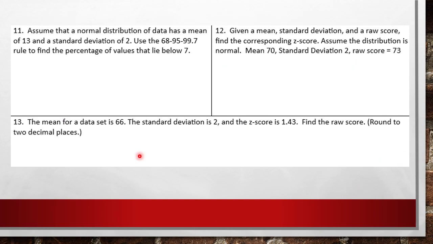Okay, on number 11. Assume that a normal distribution of data has a mean of 13 and a standard deviation of 2. Use the 68, 95, 99.7 rule to find the percentage of values that lie below 7.